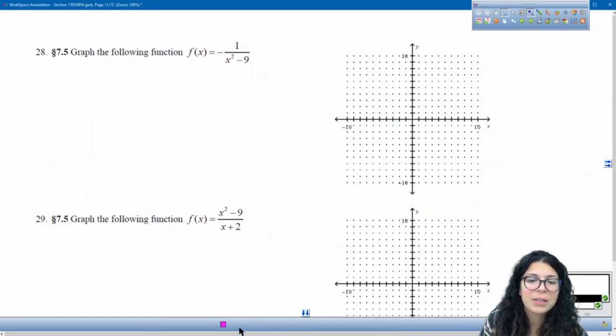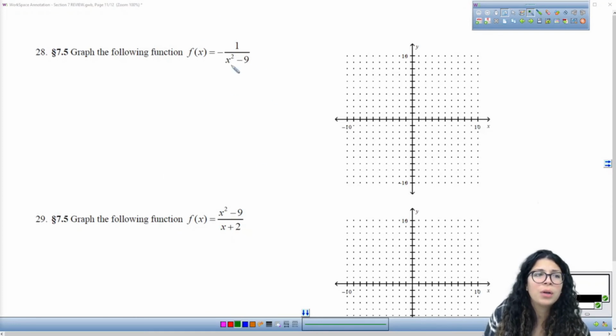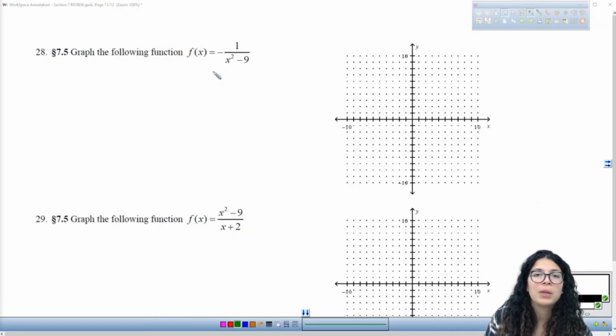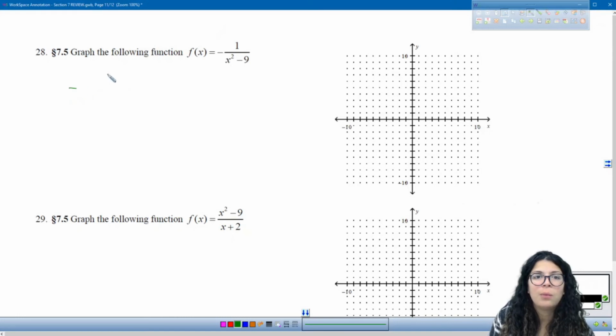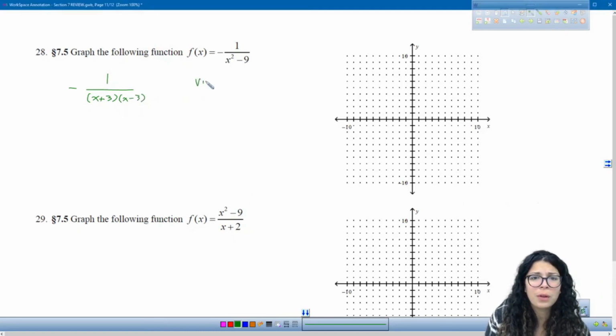All right, let's move on to the last few questions, which are on graphing. So in order to graph, remember, we want to find all of the key features, and then we want to find maybe some points to make sure that we're graphing the correct part of the graph. So let's go ahead and find the key features. So we have negative 1 over, the denominator will factor into x plus 3 times x minus 3. That tells me that we have two vertical asymptotes. One is at x equals 3 and one is at x equals negative 3. There are no holes here because we do not have any cancelable points of discontinuity.